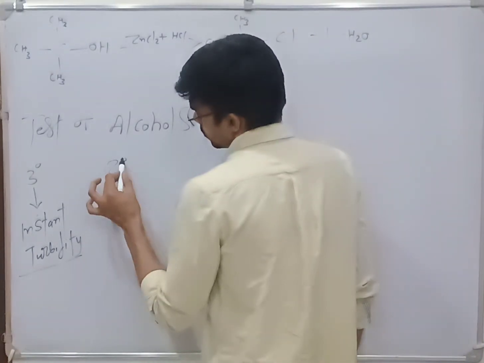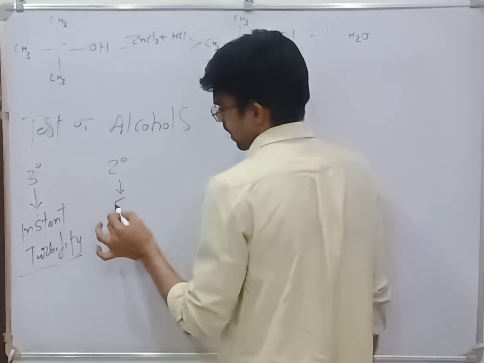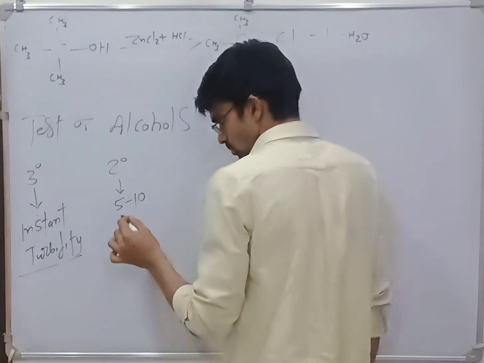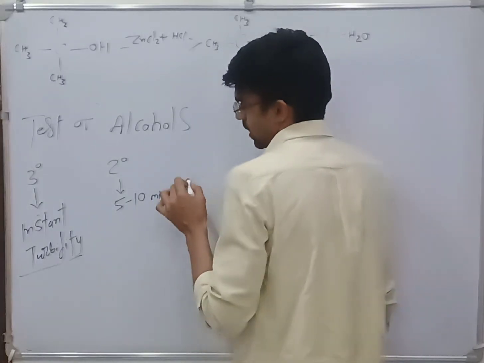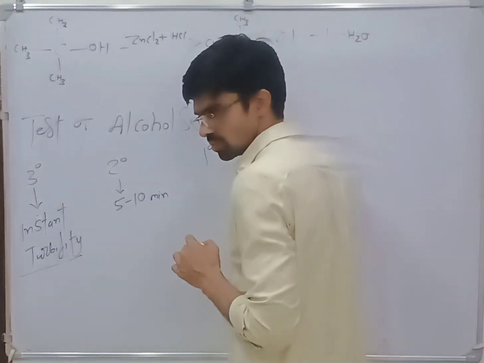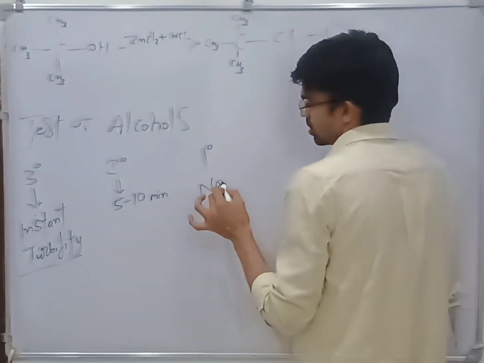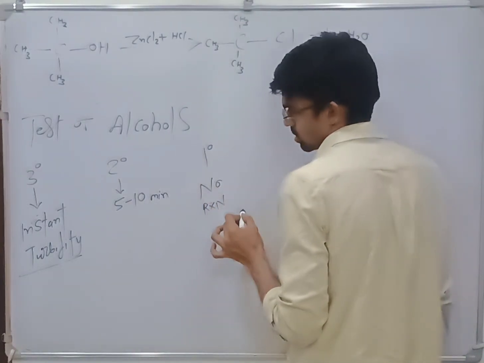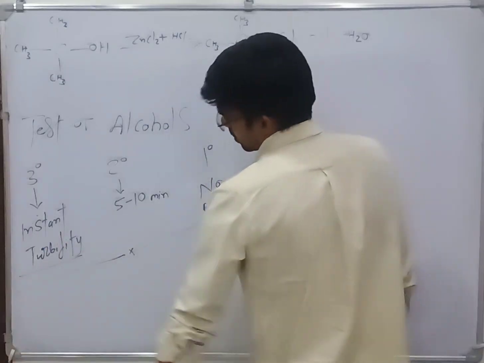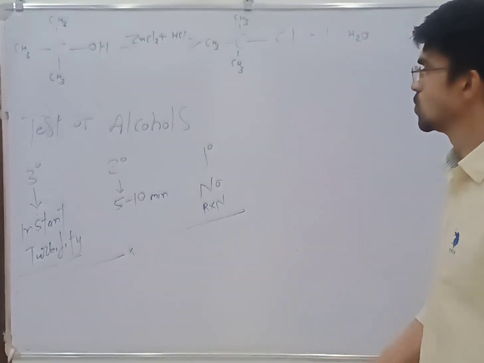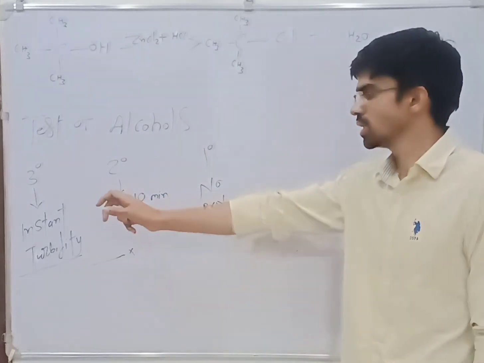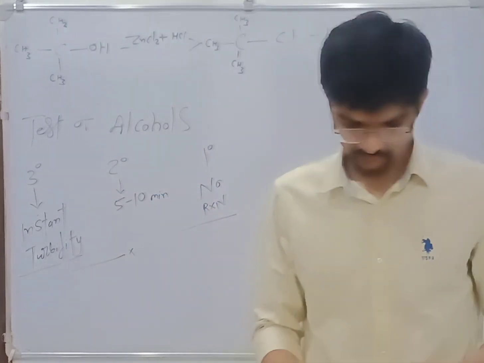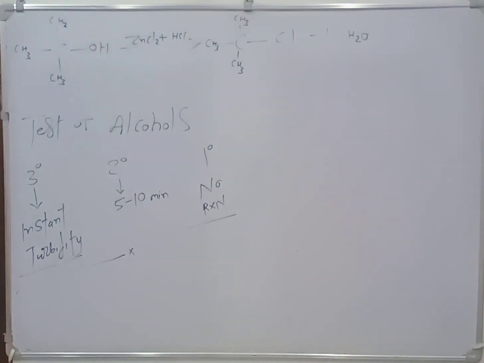And if you take the 2-degree alcohol, it will take 5 to 10 minutes for turbidity. And if you take 1-degree alcohol, there will be no reaction. So because of this, we use that Lucas reagent for the testing of the alcohols, whether the alcohol is 3 degree, 2 degree or 1 degree. Okay. So this is our second method for the preparation of haloalkane.